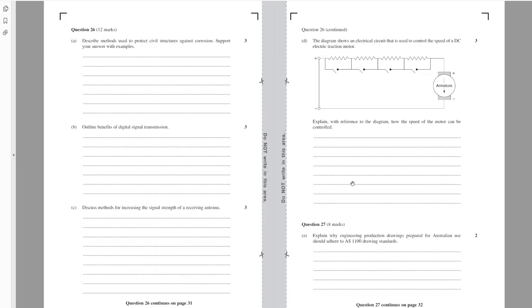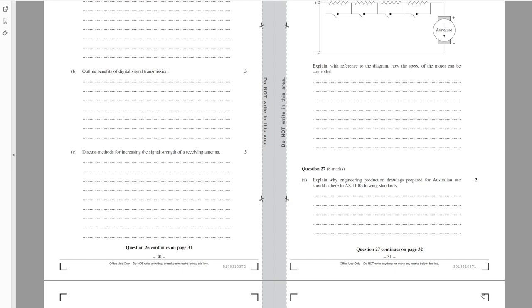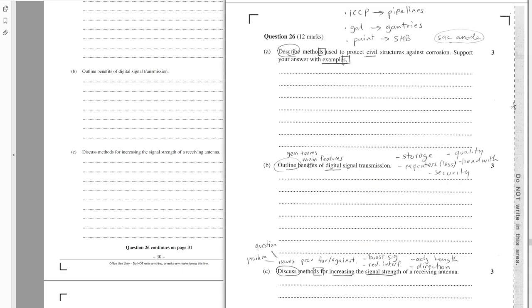Okay, so moving on to outline the benefits of digital transmission. A couple of answers we can give here. Outline says general terms, main features, and we're talking about digital signal transmission. So what have I got here? Well, digital is a lot easier to store. It usually has better quality. When I say better quality, digital technologies are all or nothing. You either get the signal or you don't. Back in the days of analog TV, you might get a snowy picture where you don't get a great picture, but you get something and you can kind of make out the football game. Whereas with digital, you either get the picture or you don't get it at all.